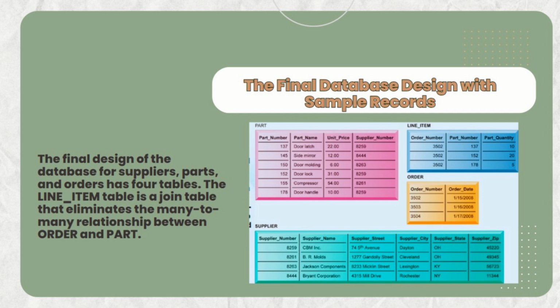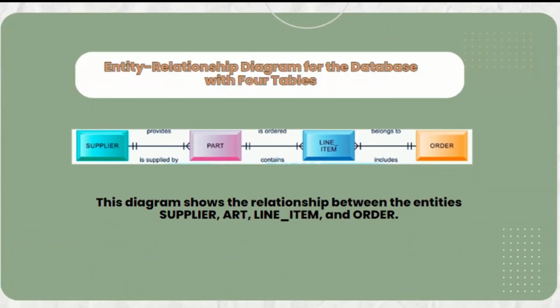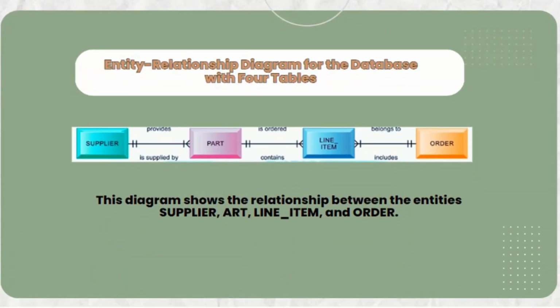Line item. This join table connects order with parts, eliminating the many-to-many relationship between orders and parts. It typically includes columns like order number, part quantity, and possibly other attributes relevant to line items in an order. Relationship diagram for a database with 4 tables. This diagram shows the relationship between the entities supplier, part, line item, and order.